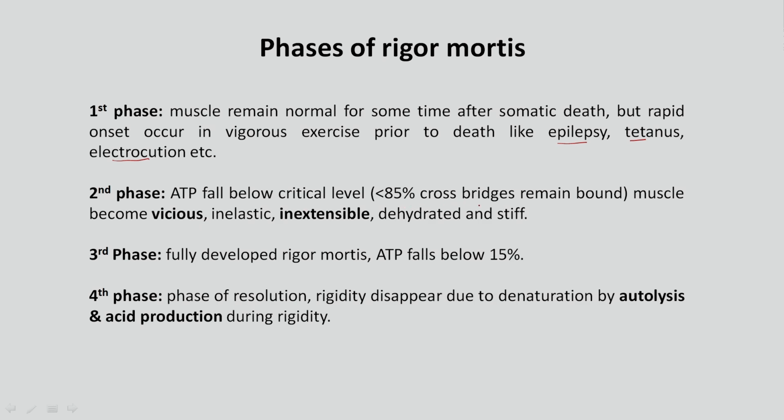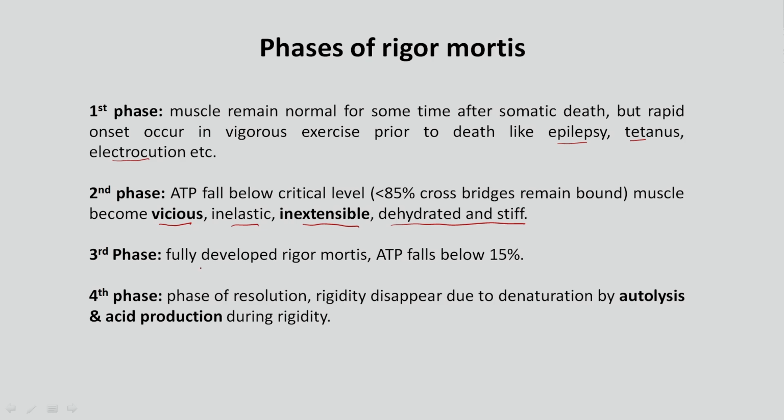In the second phase, the ATP will fall below a critical level, and less than 85% of cross bridges will remain functional. In this case the muscle will become viscous, inelastic, inextensible and dehydrated, and it will become stiff. So, stiffness will start in the second phase, because now the ATP is degrading, and as I told you, ATP is required for the relaxation. So, relaxation is not taking place, that is why stiffness develops from the second phase onward.